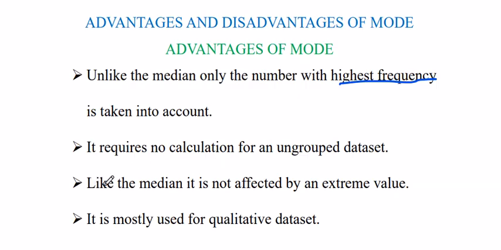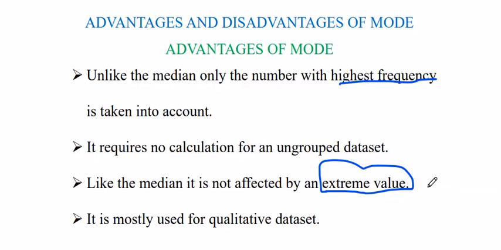Number three, like the median, it is not affected by an extreme value. What is extreme value? We talked about the extreme value more when we were talking about the disadvantages of mean. Extreme value is otherwise known as outlier. Outlier is a data point that is completely different from the rest of the data.